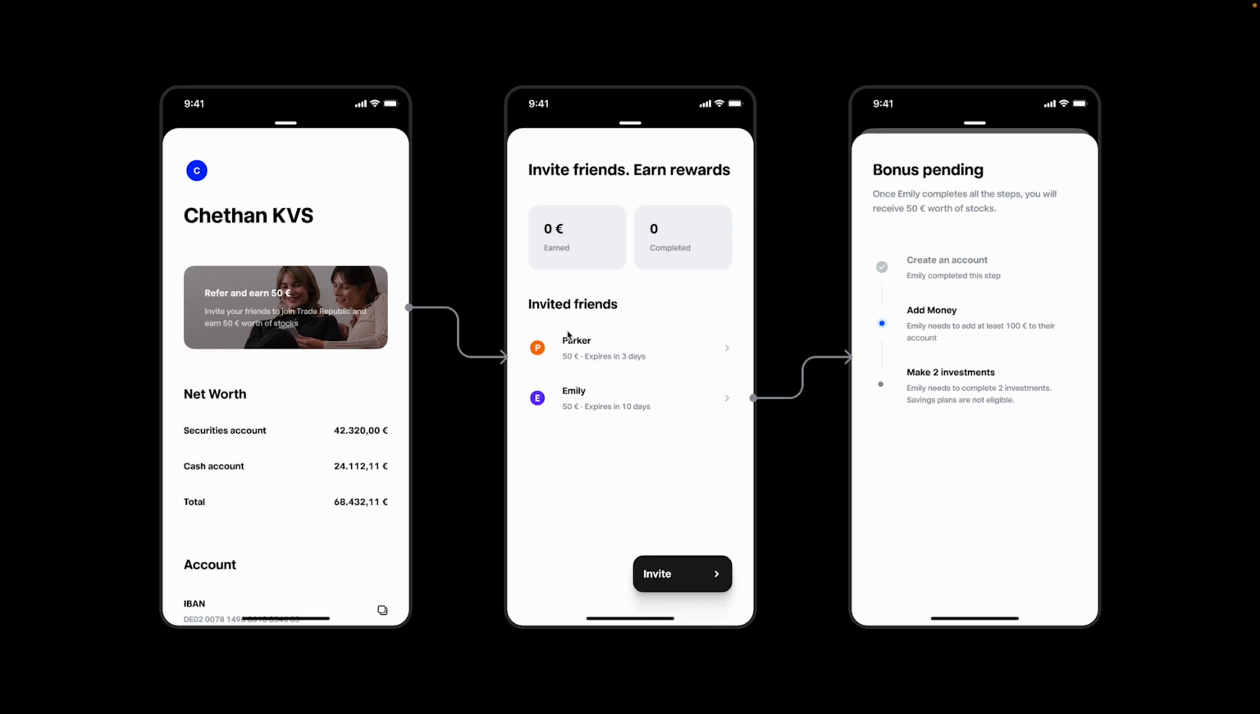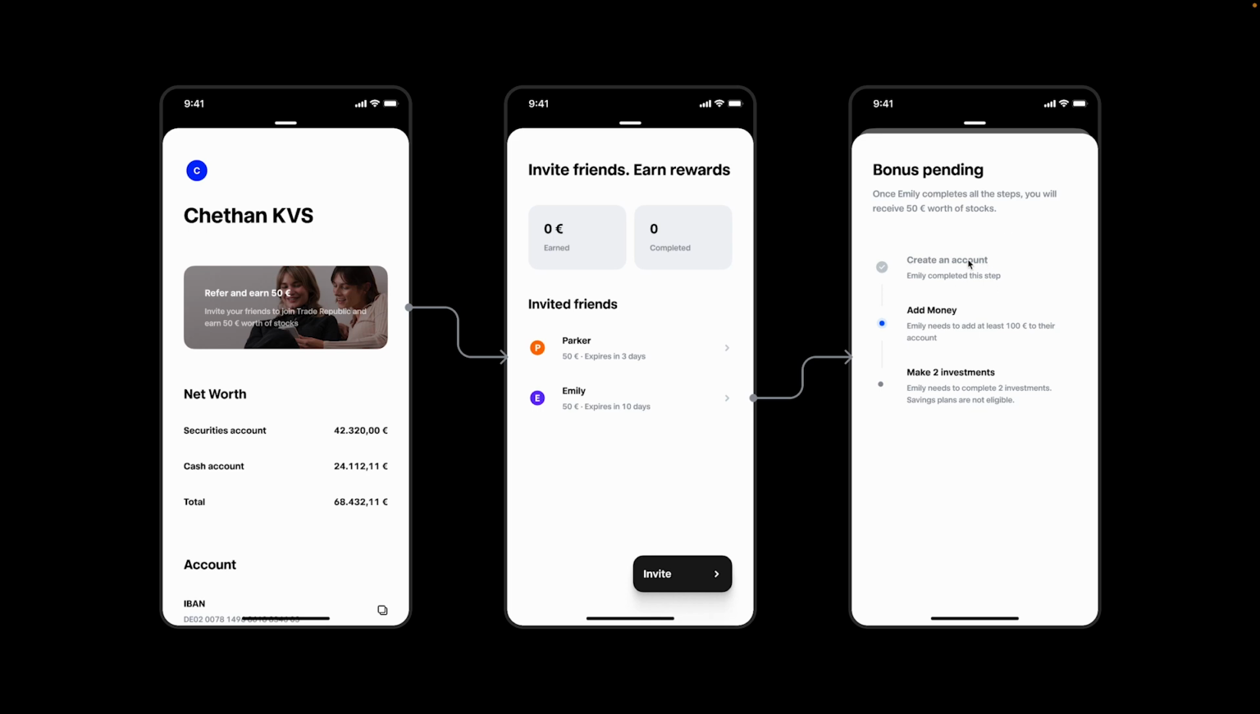So you can see that for this person, Parker, it expires in 3 days, right? Because you have to complete the steps within the first 21 days. You get a bonus of 50 euros. And here Emily as well. And when you tap on Emily, you can see what Emily has to do. Emily is the friend that I invited, right? So there's a bonus that's pending. Once Emily completes all the steps, you will receive 50 euro worth of stock.